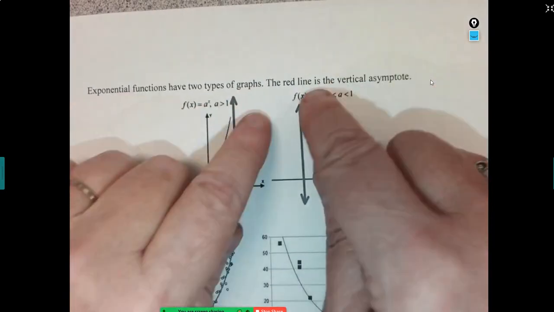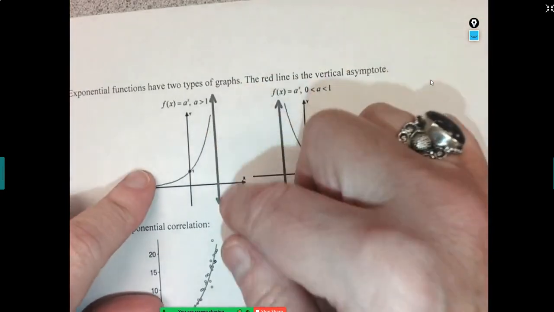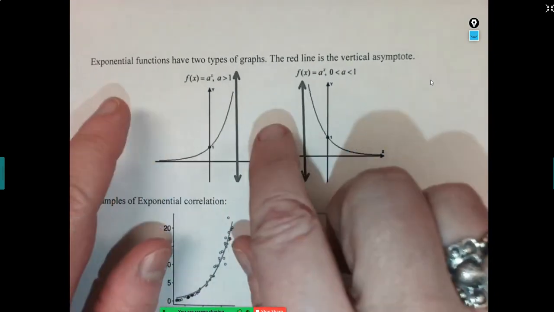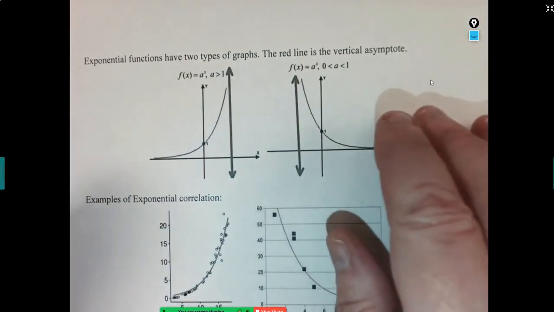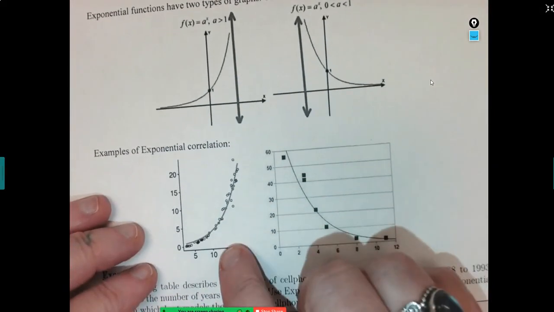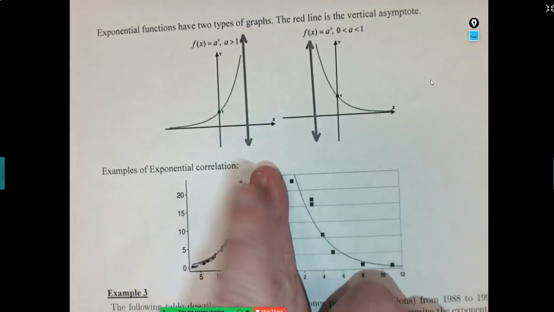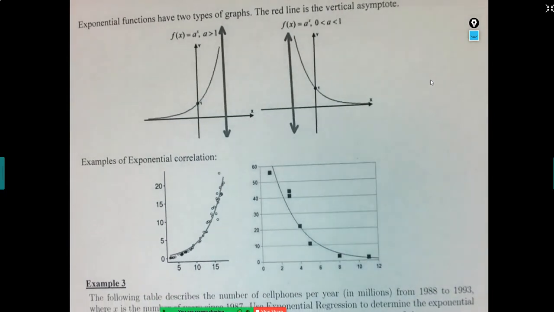Now, finally, I want to get this in before we lose our time. Now it says the red line, but the photocopier here only photocopies in black and white. On your Canvas, you will see that this is a red line. These are vertical asymptotes. They're not part of the function. Exponential functions have two types of graphs, and it's like this.